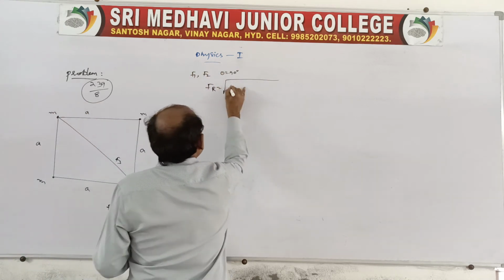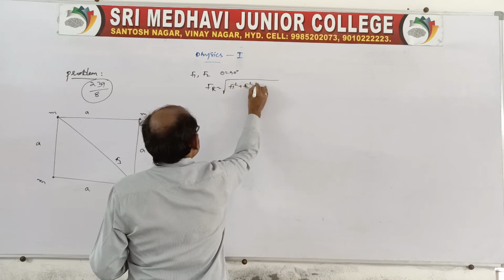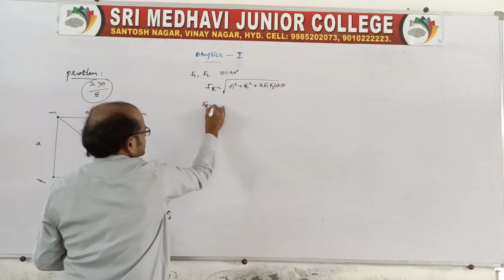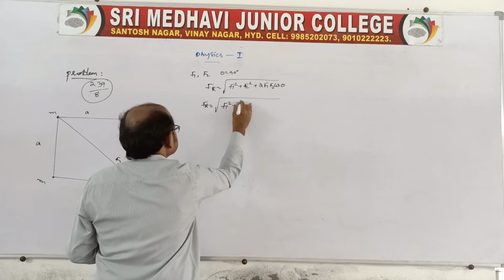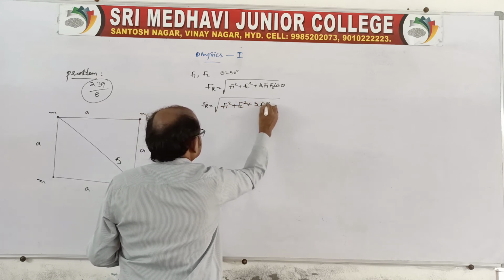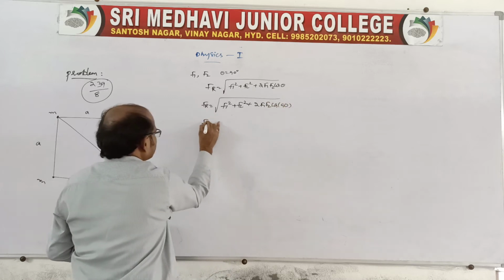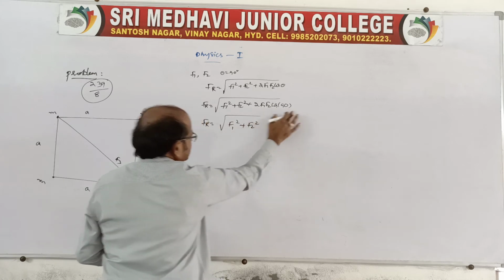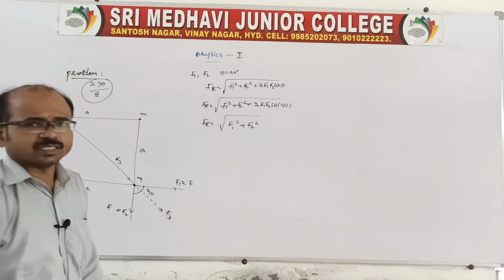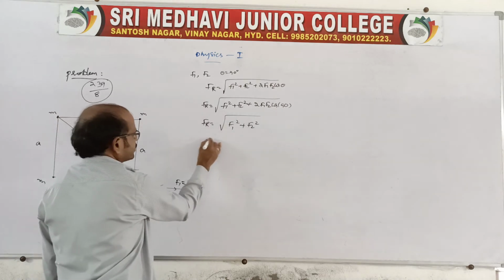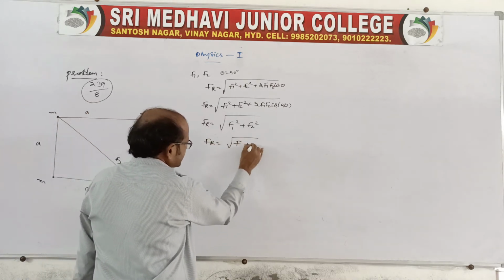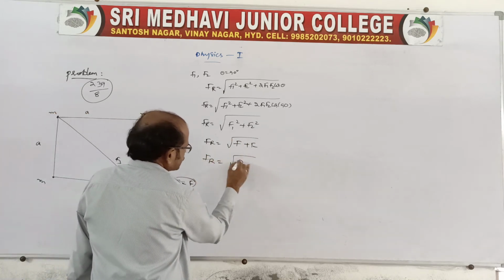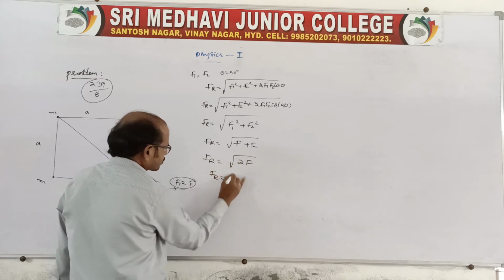So Fr is equal to root over F1 square plus F2 square plus 2 F1 F2 cos theta. Theta will be 90. Of course, cos 90 is 0. Then Fr is equal to root over F1 square plus F2 square, because cos 90 is 0, so you leave that term. Then F1 is equal to F2 is equal to F. Fr is equal to root over F square plus F square, so Fr is equal to root 2 into F.